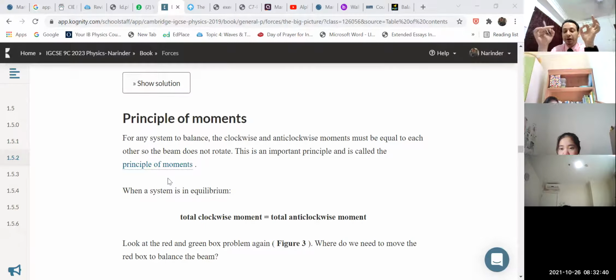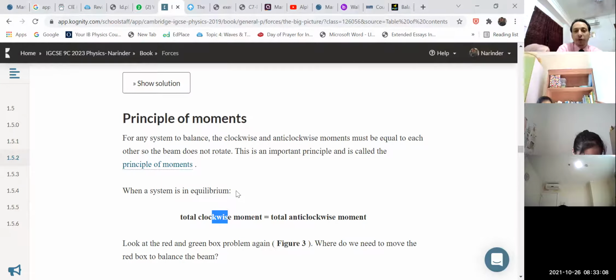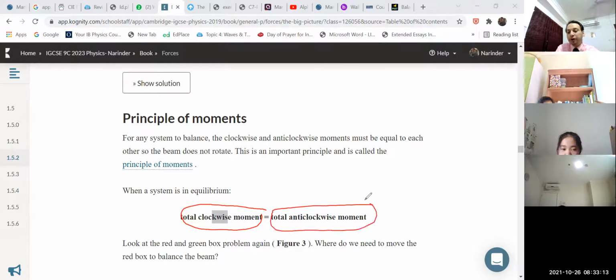Listen carefully, children. The principle of moments states that if you are interested to make the beam or rod or seesaw balanced, balance condition means it won't move upward or downward, won't move clockwise or anti-clockwise, it remains stationary. So in that situation, the principle is that the total clockwise moment, children, must be equal to the total anti-clockwise moment.